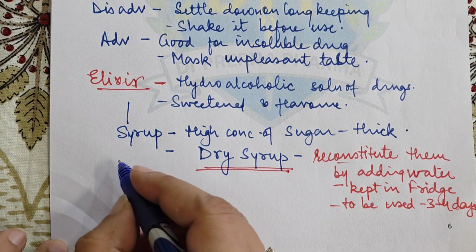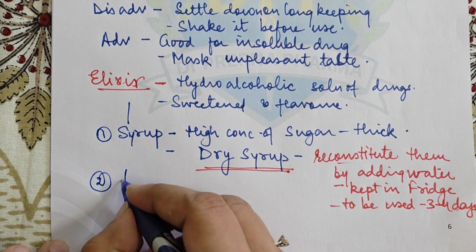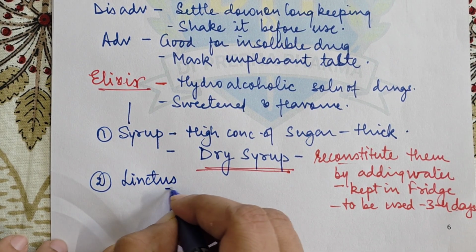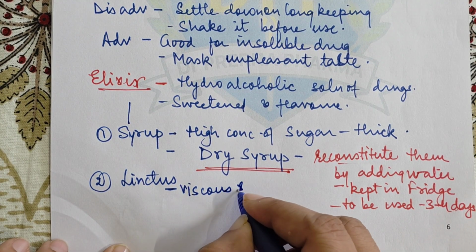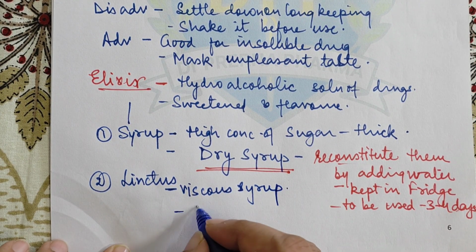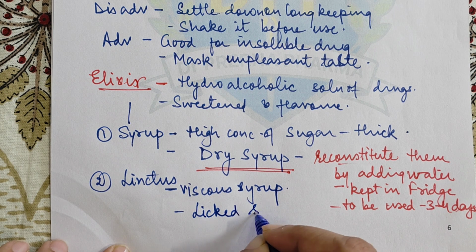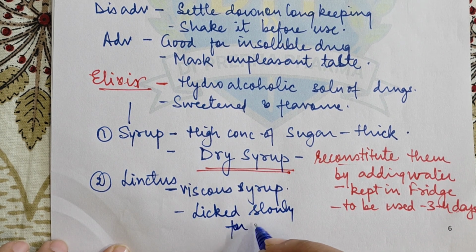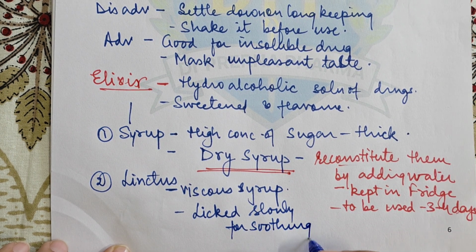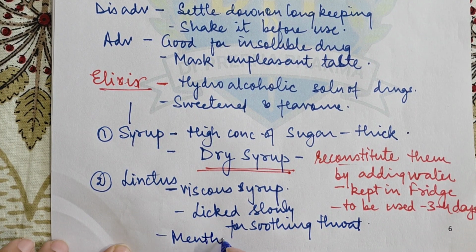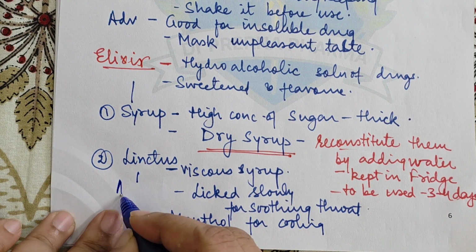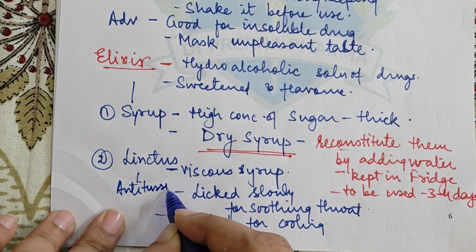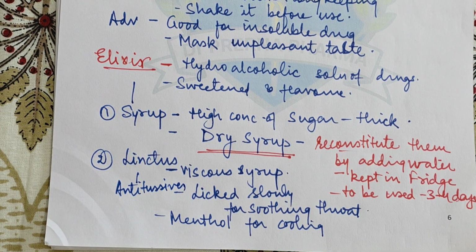So one is syrup. The second that we have is linctus. Now what is a linctus? Linctus is basically a viscous syrup. It has to be licked slowly for soothing the throat, right? It is licked slowly for soothing the throat, and usually it also has menthol for a cooling sensation. Many antitussives you will find are linctuses. So this is basically elixir.